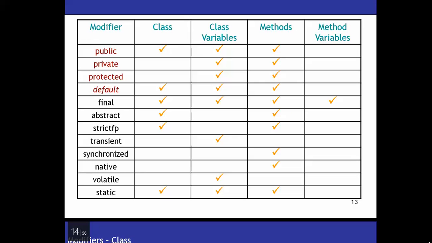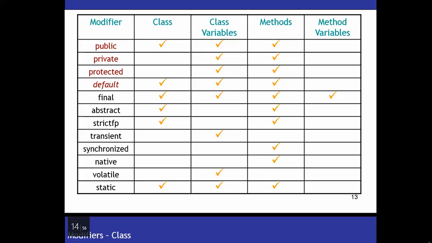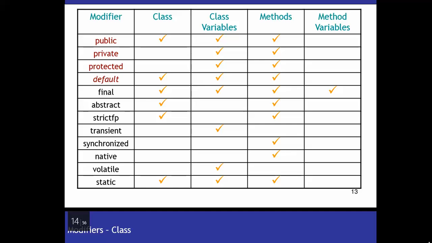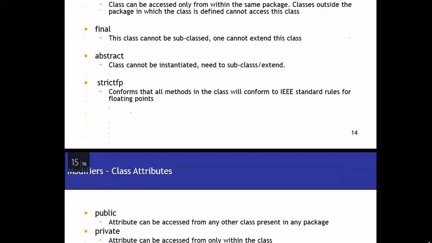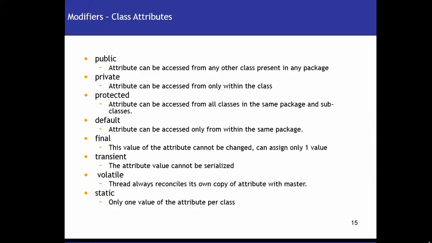Here you can see in this table, modifiers for classes: public, default, final, abstract, strictfp and static, which we have discussed. Next, coming to class variables, that is, class attributes. Here you'll have public, private, protected, default, final, transient, volatile and static. You won't have synchronized, native and abstract here. So let us go with that. Class variables or attributes.